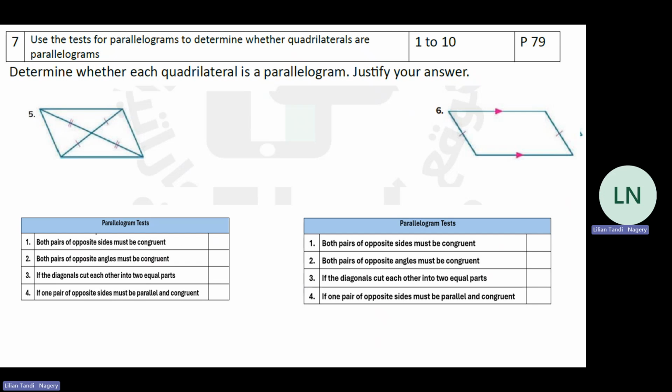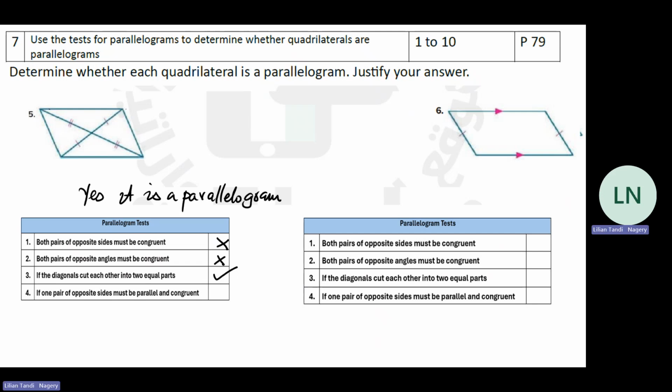Okay, now let us do this one. Did they give me opposite sides? No, they did not give me. Did they give me opposite angles? No, they did not give me. Did they give me diagonals? Yes. If the diagonals cut each other into 2 equal parts, yes. So this part is equal to that, and this part is equal to this. So I say yes, it is a parallelogram.